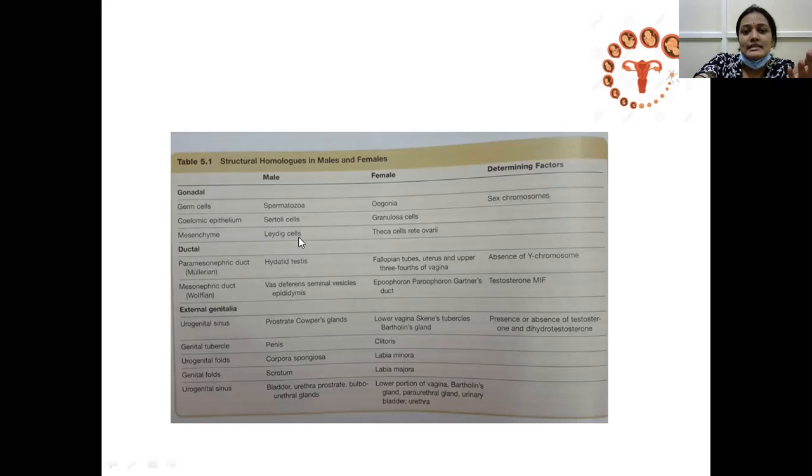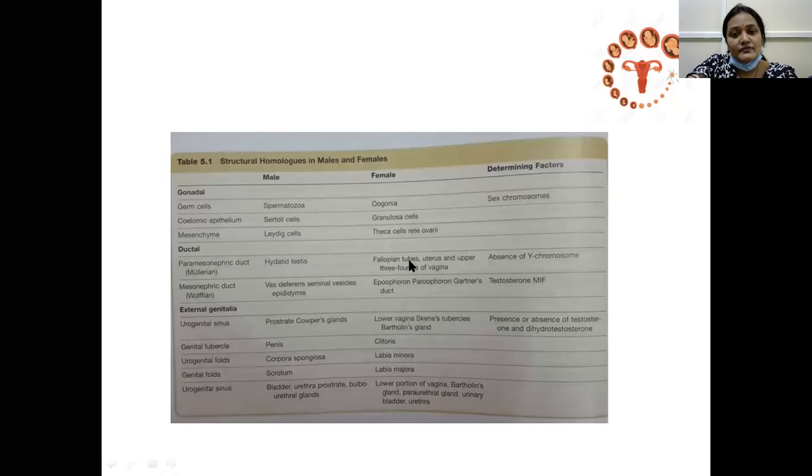Theca externa and theca interna are around the secondary follicle, the Graafian follicle. These are like Leydig cells. These Leydig cells are also the nourishing cells in the male, as are these theca cells. And then coming to ducts, I already told you the paramesonephric duct is also called the Mullerian duct, and the mesonephric duct is also called the Wolffian duct. The paramesonephric duct or Mullerian duct is not of any significance in male, and it forms the hydatid of testis. In the female, see the sequence.